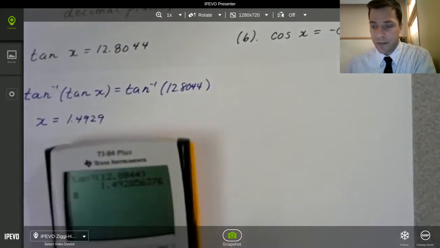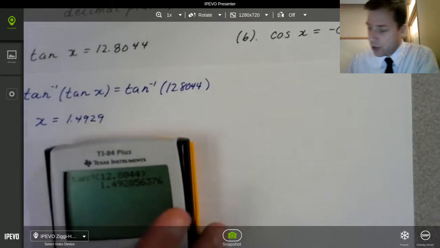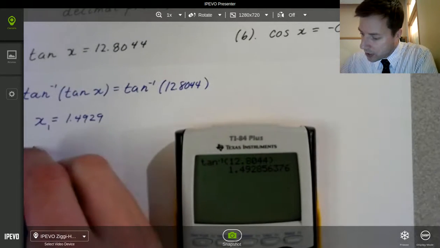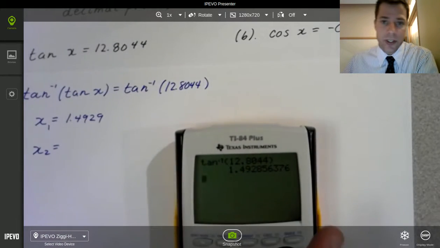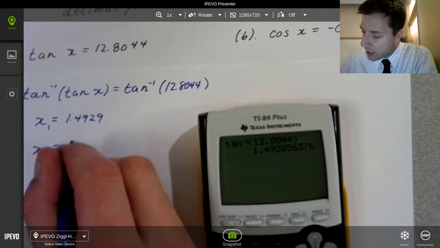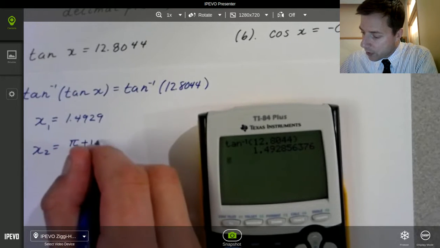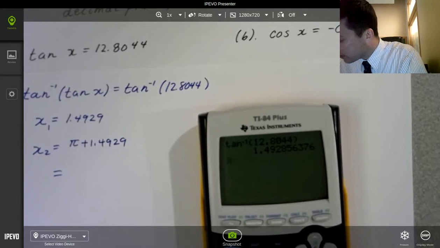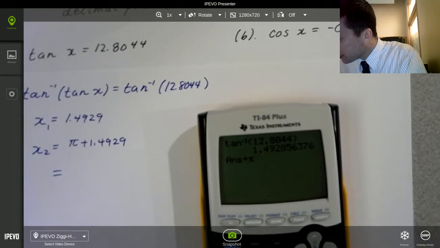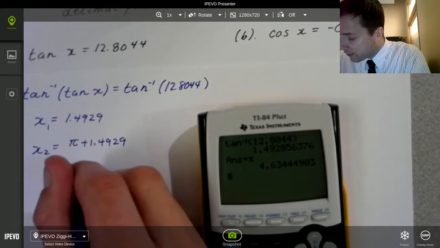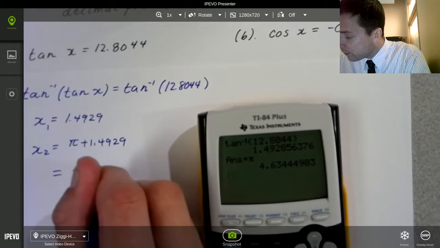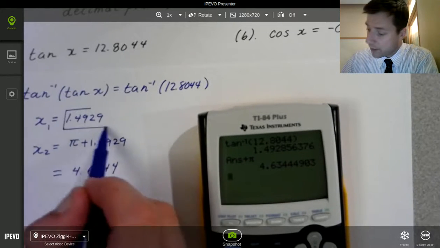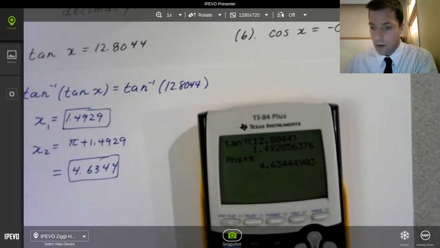Tangent is positive in the first quadrant and it's positive in the third quadrant. So this is our first solution. Our second solution is going to be simply, how do we get from first to third? We're going to take pi plus 1.4929. So we take that answer, we just hit plus second pi, and we're going to get our second answer here as 4.6344, 4 decimal places. So here's one solution that's in the first quadrant. There's the other solution for us.